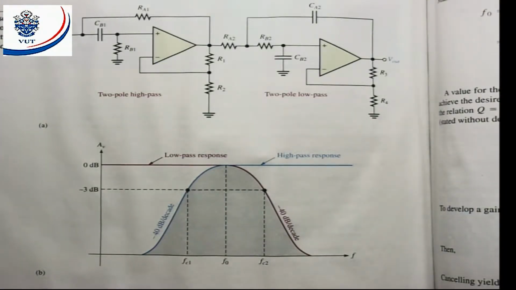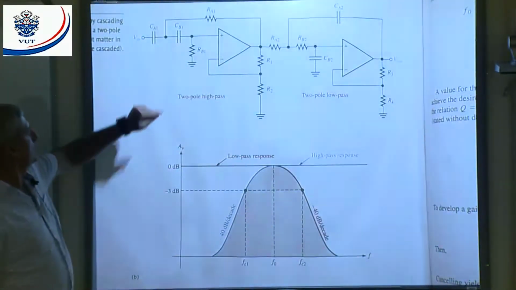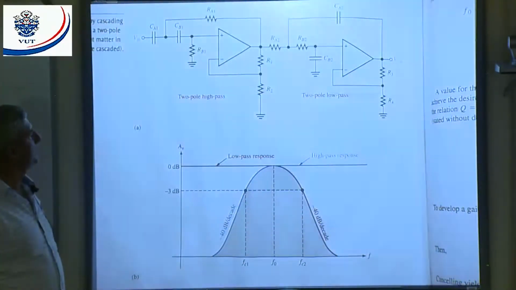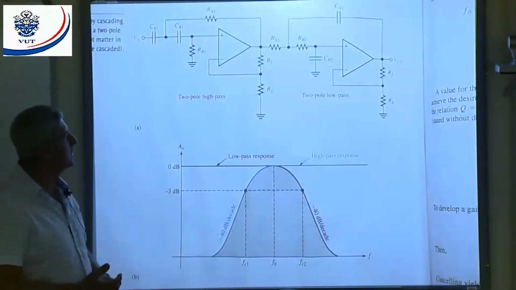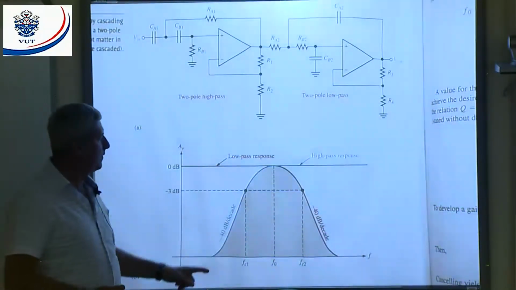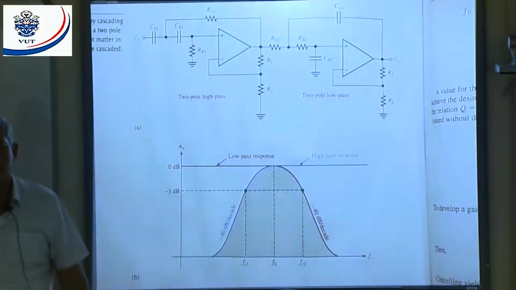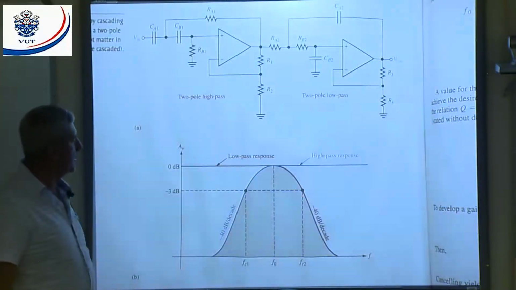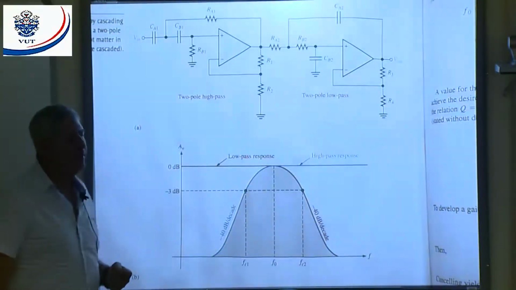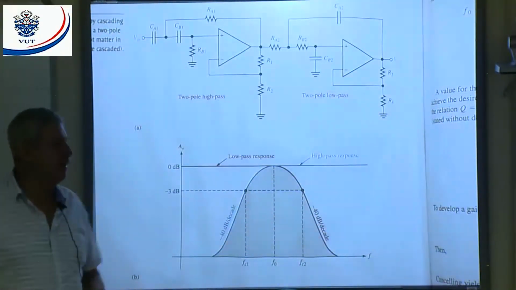How do we do it? I've got a two-pole high-pass filter and a two-pole low-pass filter. You can also use a single-pole filter, it's only going to vary the drop-off. Because it's a two-pole, I will have minus 40 dB per decade. But there's one quite important thing you must remember.